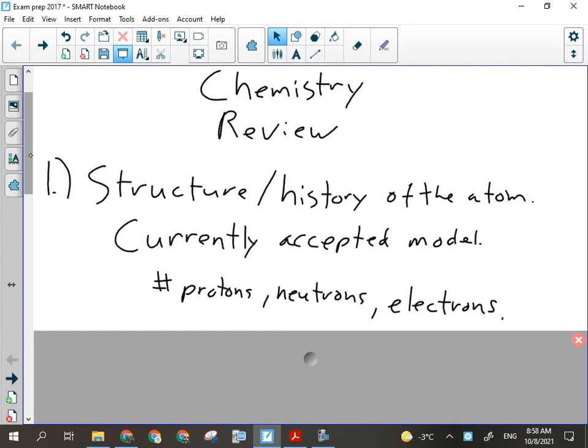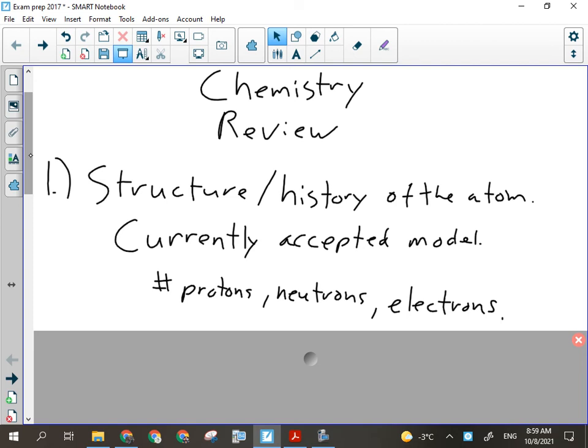Okay, but you will have to draw a picture of an atom. That atom must, or that picture, must be of our currently accepted model. And it must have the correct number of protons, neutrons, and electrons, and they must all be in the right places. It'll be a 5-mark question. Okay, you'll get 1 mark for the right number of protons, 1 mark for the right number of electrons, 1 mark for the right number of neutrons, okay, 1 mark for having them all in the right place, 1 mark for being the right model.